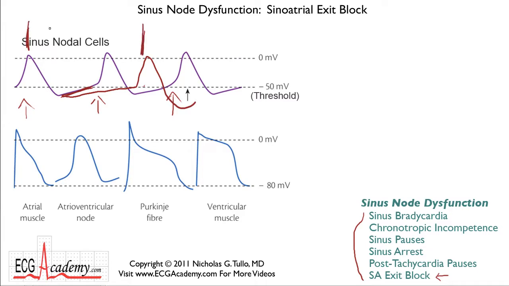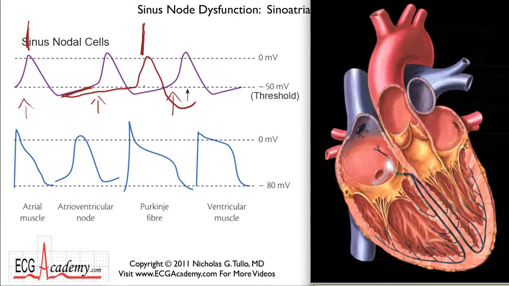Well, this would be considered a disorder of impulse generation because the signals are being generated too slowly. And that's one of the mechanisms of arrhythmia that we talk about in the advanced chapter on mechanisms. So if the sinus nodal cells are firing too slowly, that will give you sinus bradycardia. But there's another situation that can cause bradycardia and sudden pauses.